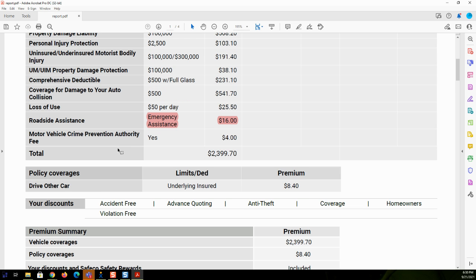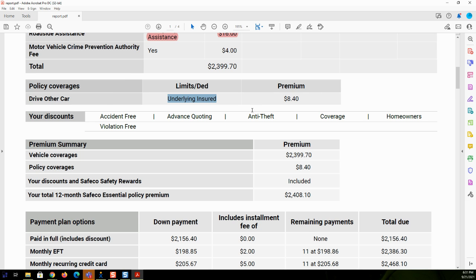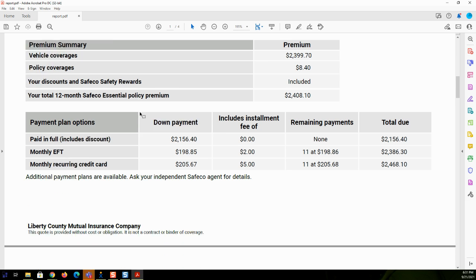So then if we look at other coverages that are important, such as drive other car, this particular policy is underlining insured. So you have coverage if you're driving somebody else's vehicles. A lot of times people don't realize that that's excluded from their policies, and state laws vary. In some states it's required, and you will always have this. And then you have discounts and breakdowns of your premiums.